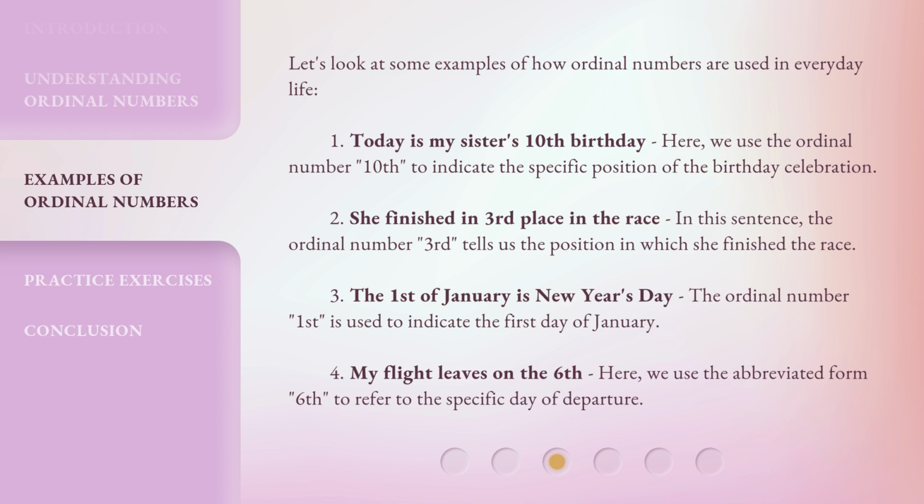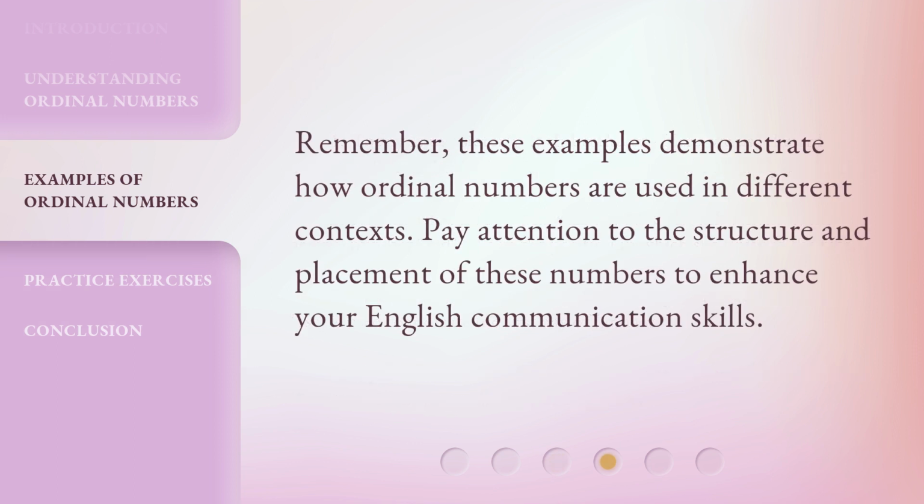3. The 1st of January is New Year's Day. The ordinal number, first, is used to indicate the first day of January. 4. My flight leaves on the 6th. Here, we use the abbreviated form, 6th, to refer to the specific day of departure. Remember, these examples demonstrate how ordinal numbers are used in different contexts. Pay attention to the structure and placement of these numbers to enhance your English communication skills.